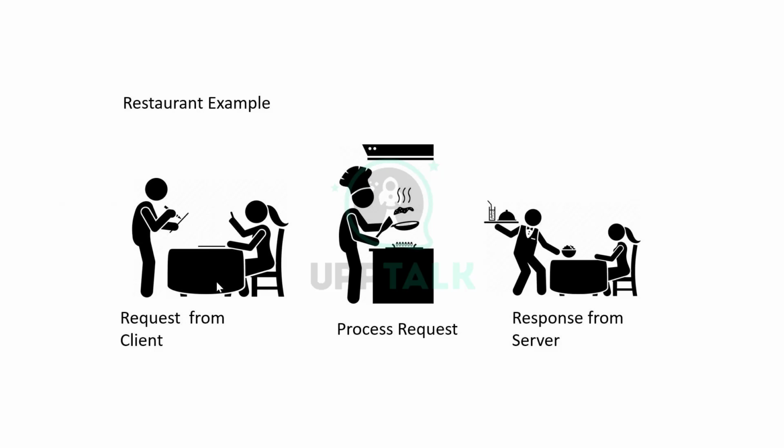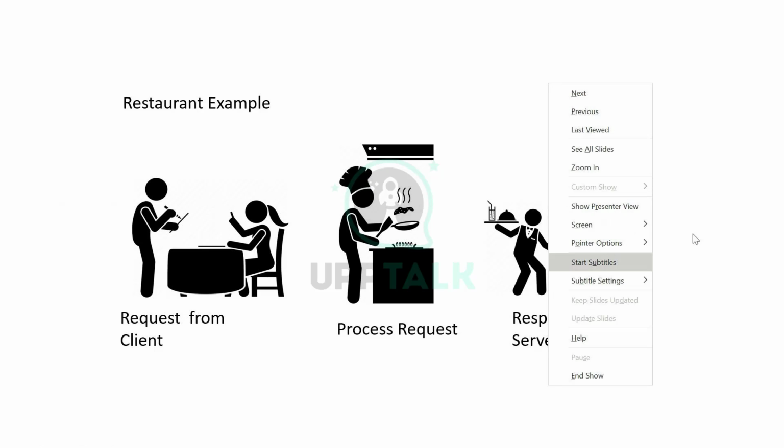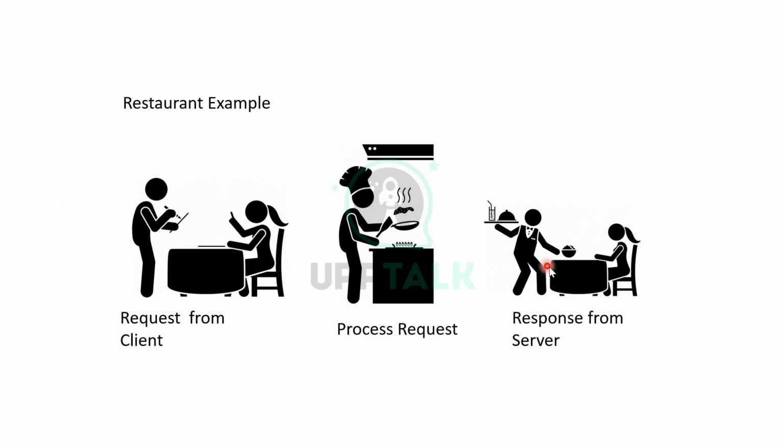So it will give the order to the chef, and they will prepare your food. Your server will actually provide the response. The API's job is to take the response from the server. What is the waiter's role, you can see? He will collect the order from the restaurant and serve it back to the client. So this is how your API works.